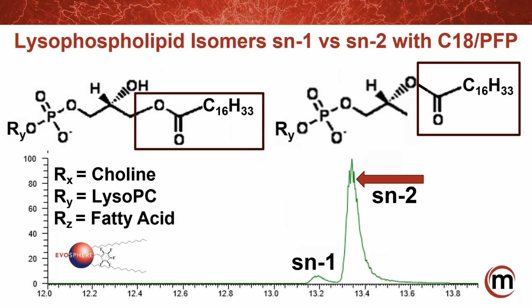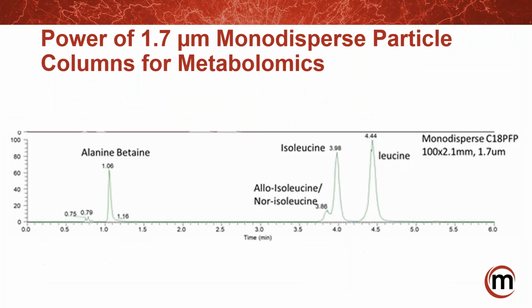This one we also show in the lipidomic study using the C12, but lysophospholipid isomers SN1 and SN2. You can see the acyl chain is in the screen and then going either back into the screen or basically in line with the screen is really the main difference between these two, and you're seeing a nice separation here using the C18PFP if this was to show up in your untargeted metabolomics mixture. So really exciting.